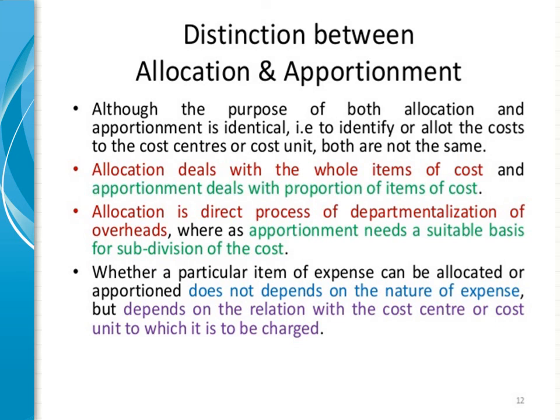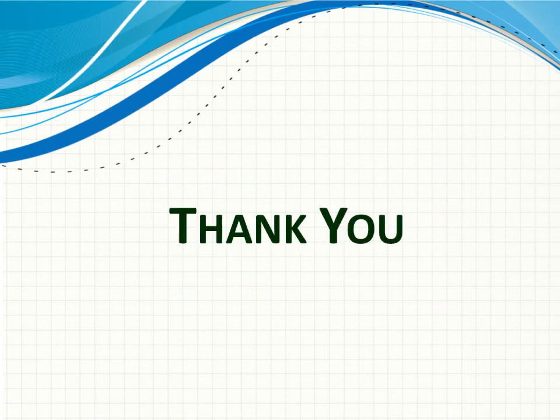So allocation and apportionment of overhead aims at ascertaining the exact cost of the cost center or the cost unit, and this is done in apportionment and allocation. In the next lecture we are going to see about the absorption of overheads.